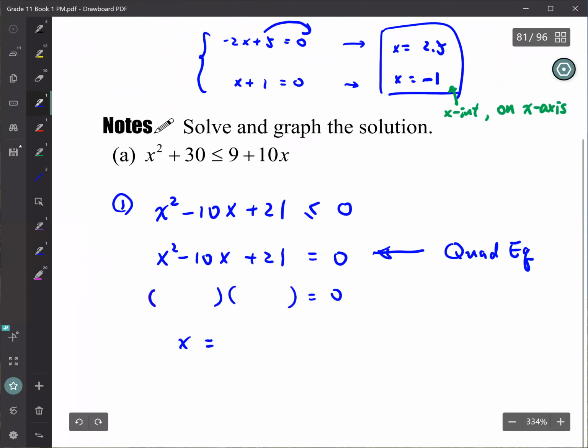And when you are moving everything to the left side, okay, you do not need to flip the inequality sign. Okay, only when you multiply or divide by negative, then you need to flip. Okay, so if you are just moving things to the left, to the right, okay, the less than, greater than, it just stays as it is.